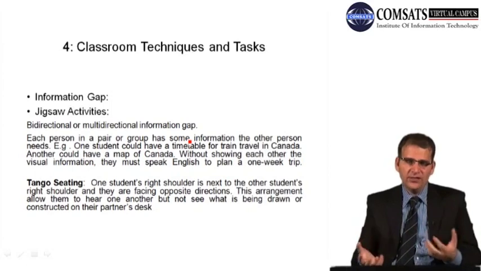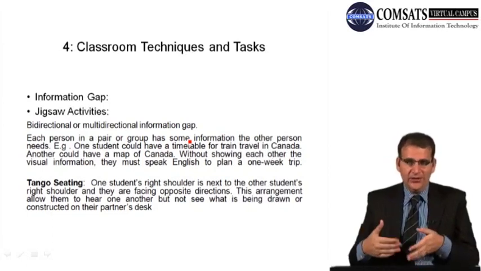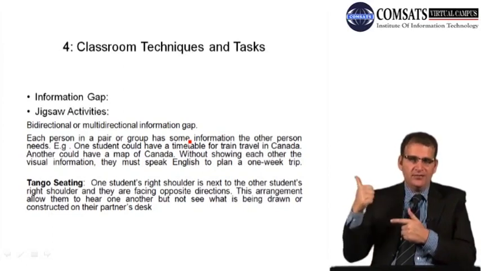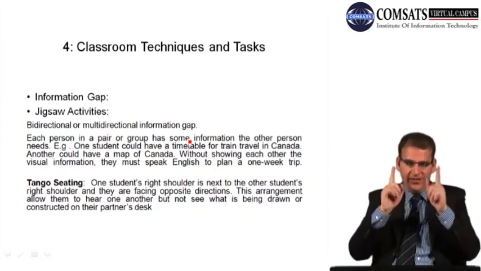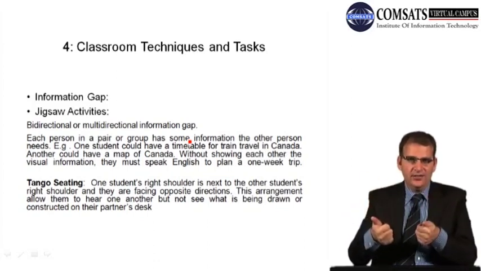Puzzles. Read more about these things. In the text you will find much information. So again, you can have a look. Tango sitting. What is tango sitting, my dear students? For example, two students sit in this way. Their shoulders are touching. But one student is seeing this side, the other is on the other side, of course. They cannot see each other.